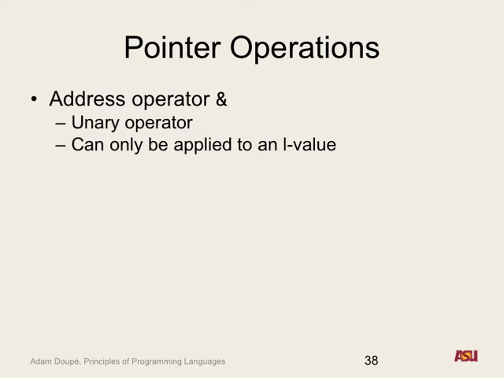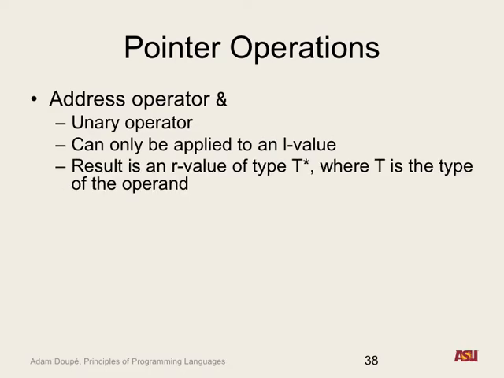And what does it return then? Basically, in the box circle diagram, where the box lived. So it's going to return an R value. And what's the type of this R value? Let's say the type of the operand is some type T, like int. What's the type of the return value? T star. It's a pointer to an int, but it's going to be an R value.